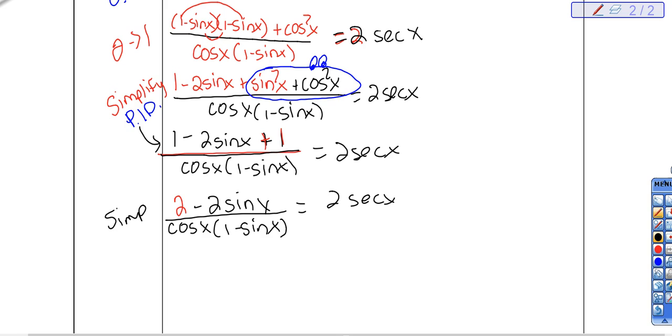What do you suggest I do now? Anything? Remember that factoring is an option. I'd really like to get rid of the 1 minus sine x, because cosine and 2 are connected to 2 and secant, aren't they? I'm wondering if you can see something I can do in my numerator to separate the 2 from the 1 minus sine x. Do you see it? Factor out the 2. So we'll factor out the 2, and that leaves us with 2 times 1 minus sine x over.